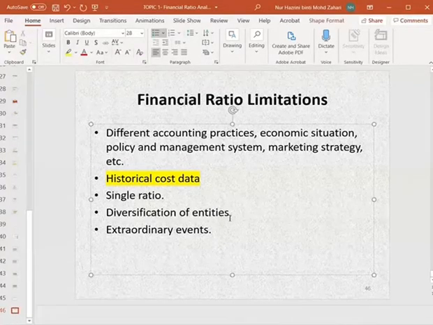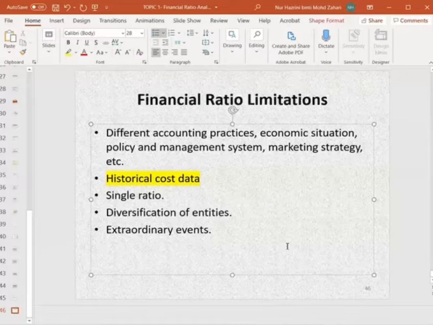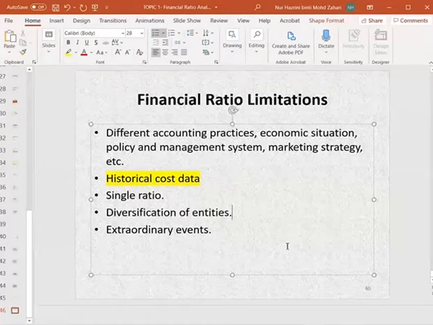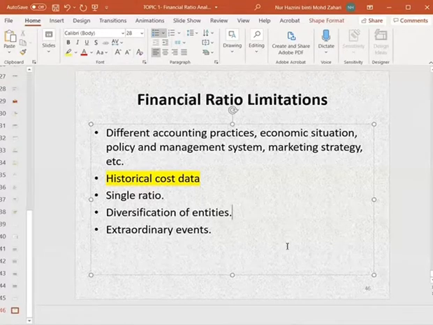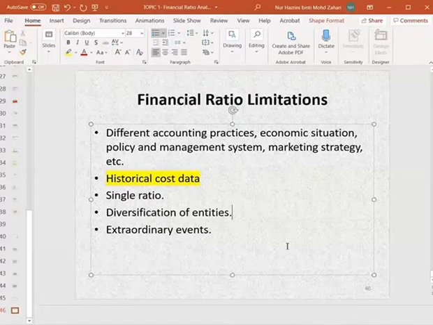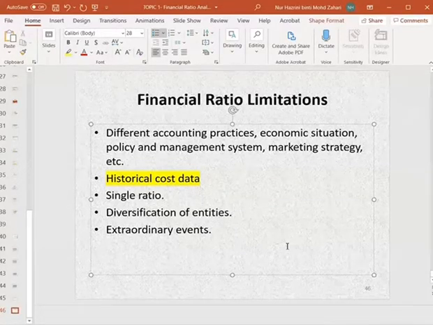And then next one, there's diversification of entities. When you want to compare, you have to compare between the same company in the same industry. You might have already heard about this one. When you want to compare, you have to compare orange to orange, or apple to apple. You cannot compare orange and apple. They are not the same thing.